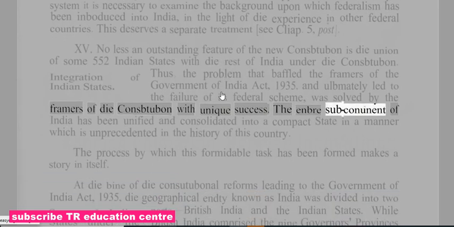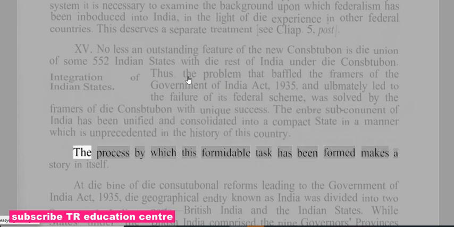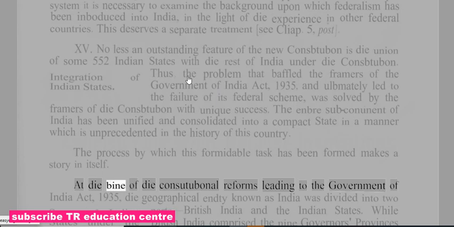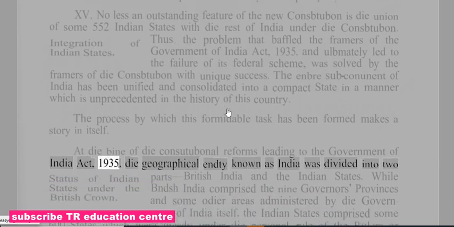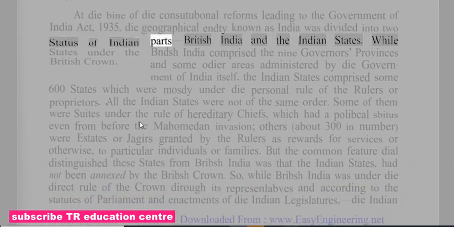The entire subcontinent of India has been unified and consolidated into a compact state in a manner which is unprecedented in the history of this country. The process by which this formidable task has been performed makes a story in itself. At the beginning of the constitutional reforms leading to the Government of India Act, 1935, the geographical entity known as India was divided into two parts, British India and the Indian states.